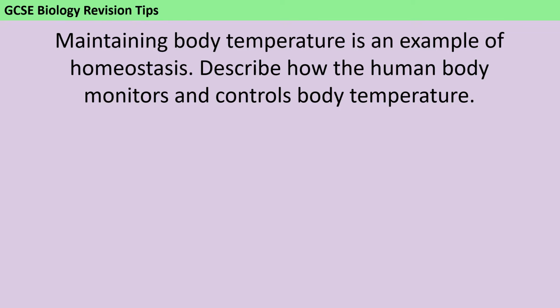Today's question comes from the homeostasis topic, which is Unit 5 of GCSE Biology and occurs in Paper 2. In this question, we're describing how the human body both monitors and controls body temperature.